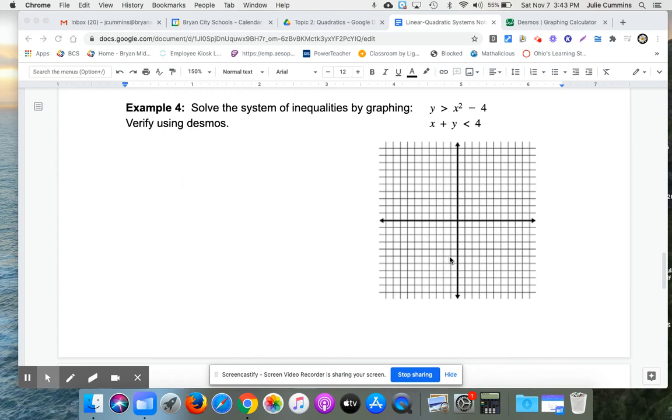The last thing I want to talk about in this section is solving systems of inequalities. We did this before when we had two linear inequalities, where we graphed the two lines and you shaded above or below, and we were looking for where the shading overlapped. We can do the exact same thing even if we have parabolas. Okay, so that's what we're going to see here.